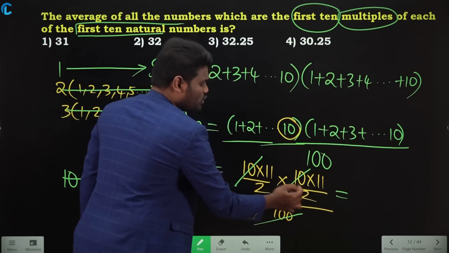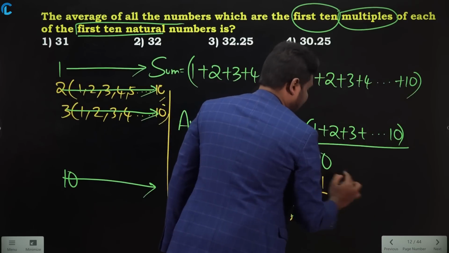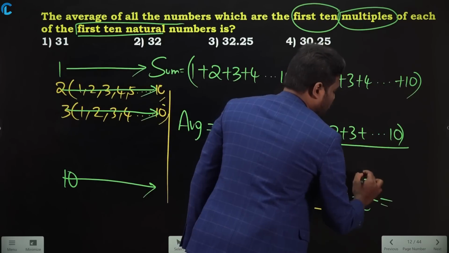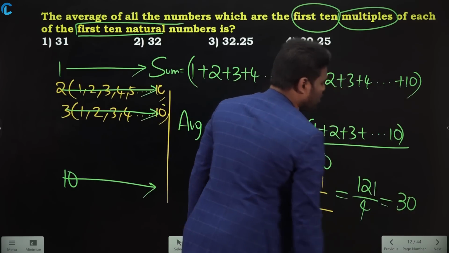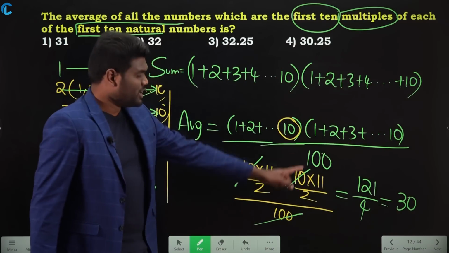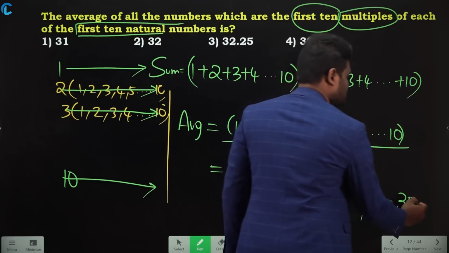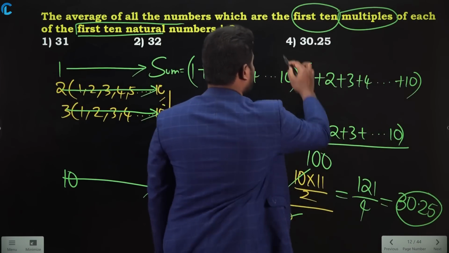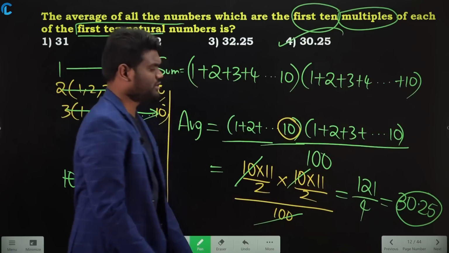2 into 2 is like 4, right? 11 squared is 121. 121 divided by 4. 4 thirty times is nothing but 120. You are left with remainder 1. 1 by 4 is nothing but 0.25. So the answer for this question is nothing but 30.25, which is option 4.